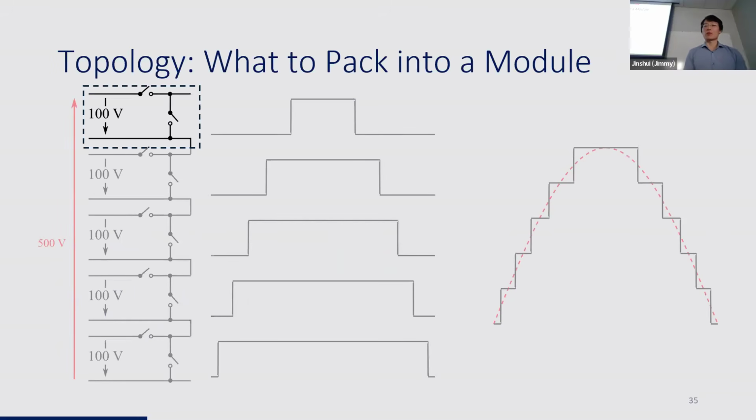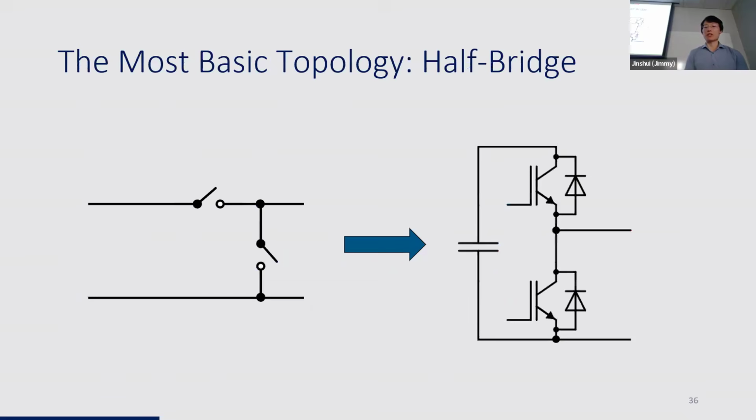So in our introduction, we have seen a simple topology. This one with only two switches, and this is called the half bridge. This is what a half bridge topology looks like in the language of modular power electronics. We have power semiconductors to switch voltages. We also have capacitors to maintain the voltage at a stable level. The half bridge is one of the most popular and probably the most important topology because it works and it's just simple.